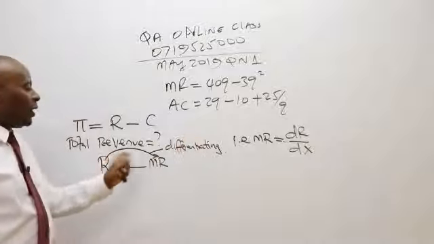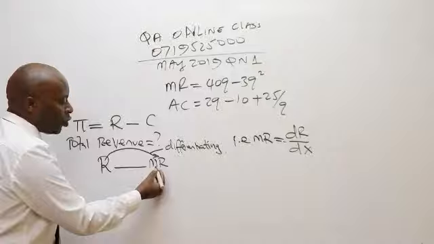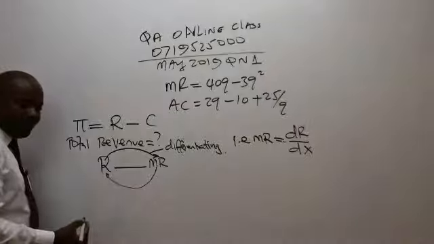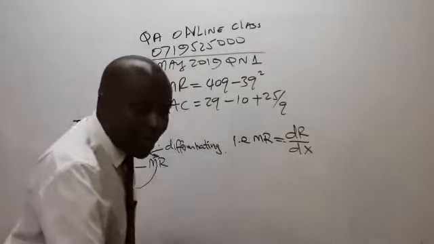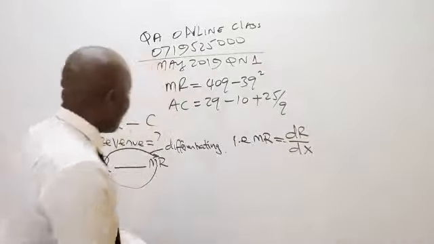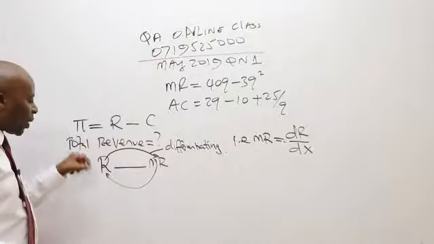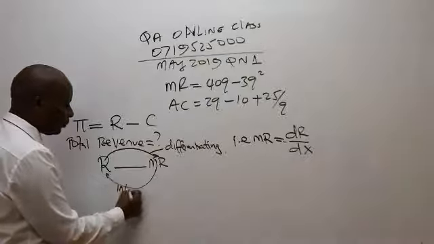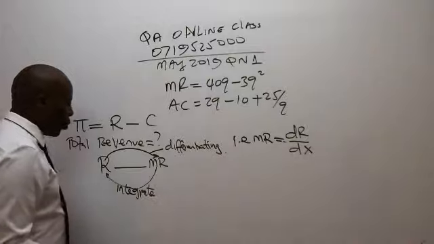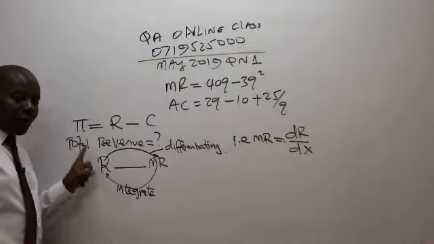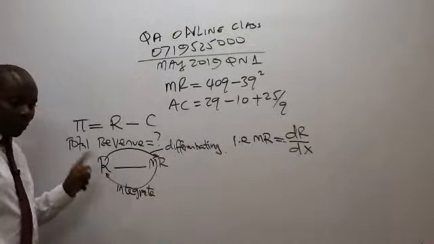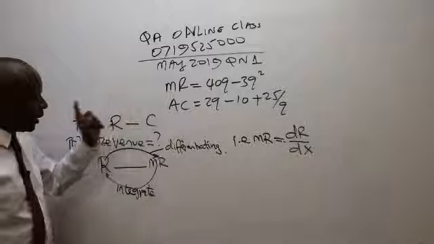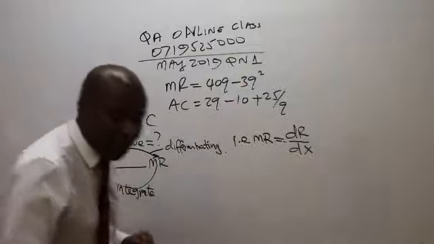Now, how about the other way around, where the examiner gives you marginal revenue and expects you to get total revenue? Ladies and gentlemen, the other side of the coin: if you are given marginal revenue and the examiner wants us to ascertain total revenue, then what we shall do here is to integrate. We integrate marginal revenue to get total revenue. This is very important for us today. Here, they have given me marginal revenue, and they would want me to give them the total revenue.